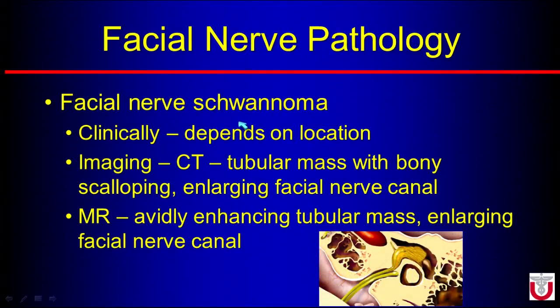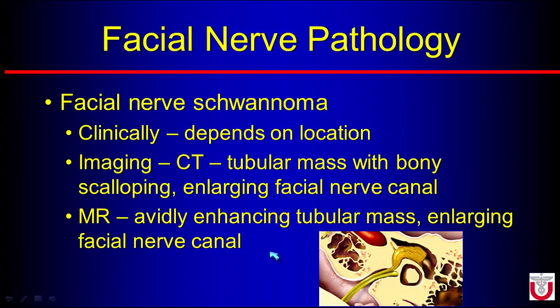Next, we have a schwannoma. So we can get nerve sheath tumors anywhere in the body. We usually talk about them on the larger named cranial nerves. But this particular tumor, when it happens along the facial nerve, has a very different appearance based on which segment it actually occurs along for the facial nerve itself. So clinically, the clinical presentation depends on its location.